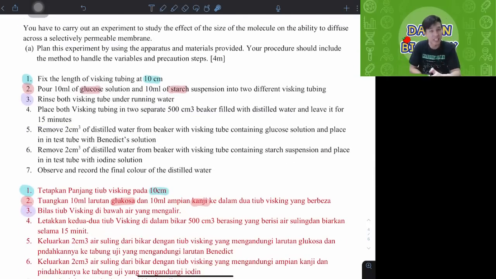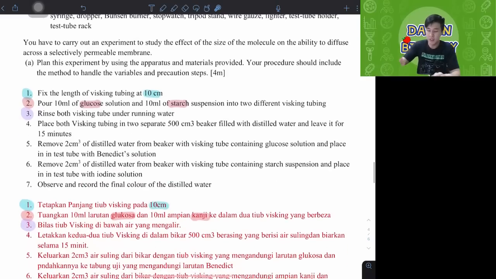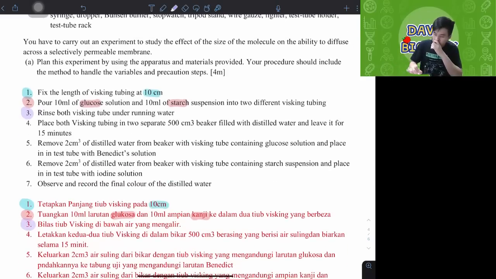Okay, then, like I said just now, I take the water sample, starch one mixed with iodine, glucose one mixed with Benedict. The glucose one, I mix with Benedict. The distilled water from the beaker containing starch, I mix with iodine solution. Okay, but of course this one you have to boil it. But here I didn't mention it, because if you mention boil the Benedict, got no marks, because that is not the variables. So actually you don't write boil, actually also no marks.